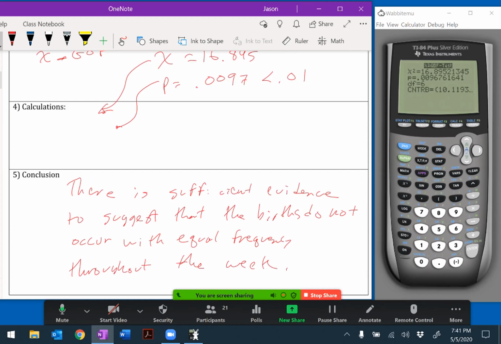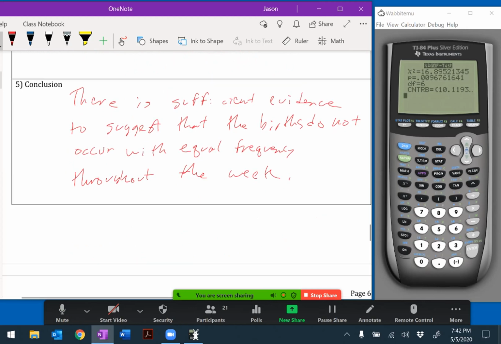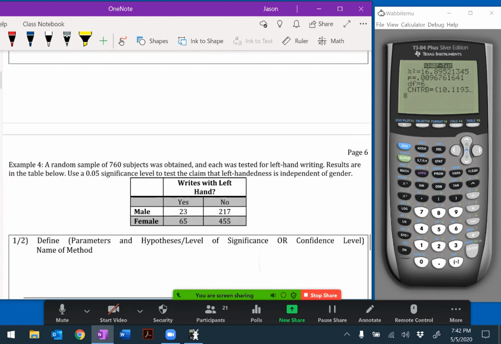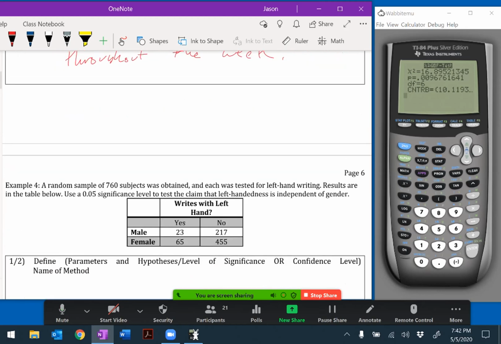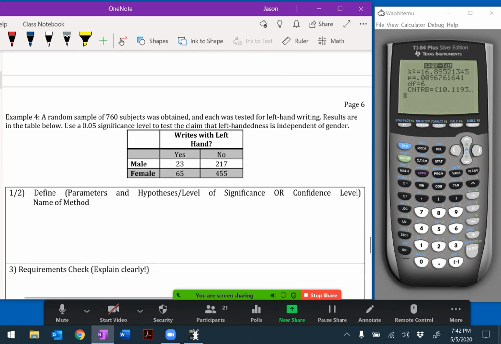Okay, let's do our last example. The last example is going to be a chi-square test, because we're testing right and left hand, yes, no, male, female. We might even do this one in StatCrunch if I'm feeling spicy. So what's the null hypothesis? The null hypothesis is that gender and handedness are independent, that there's no correlation.